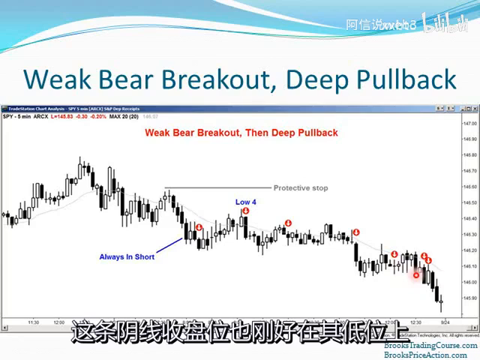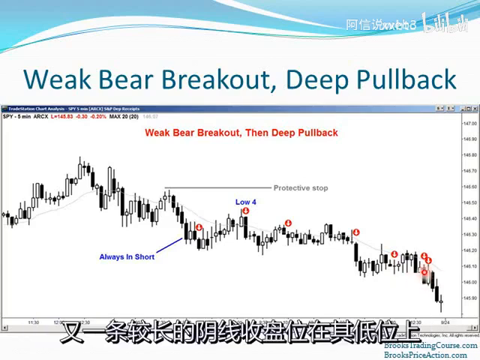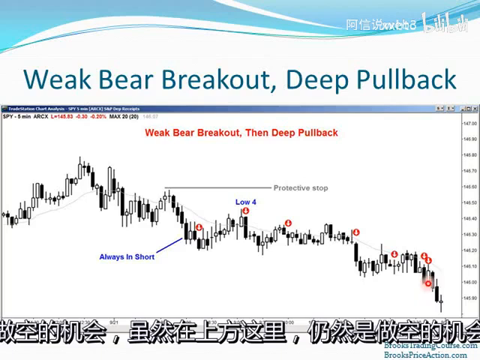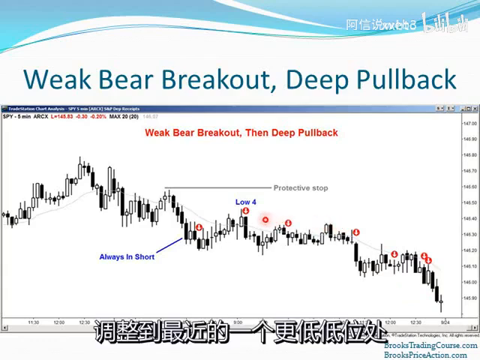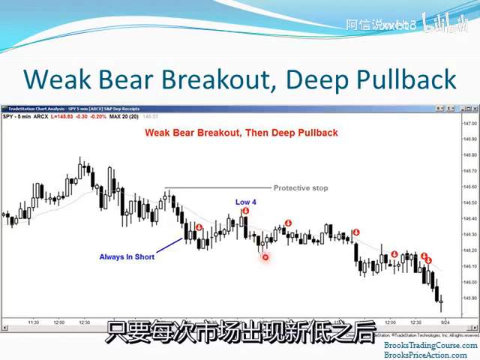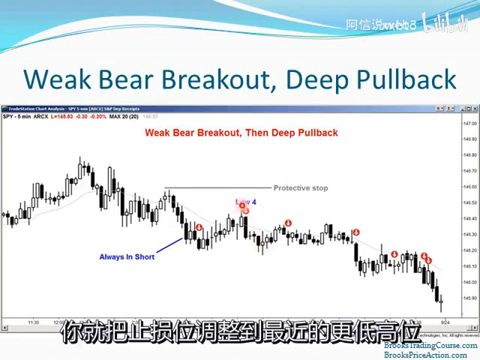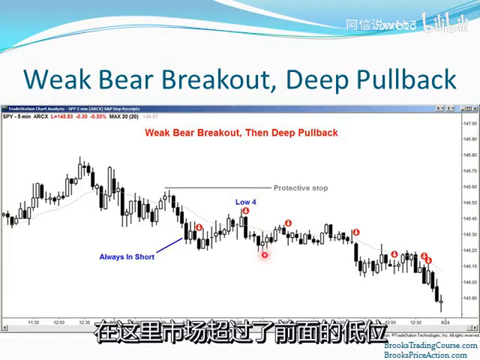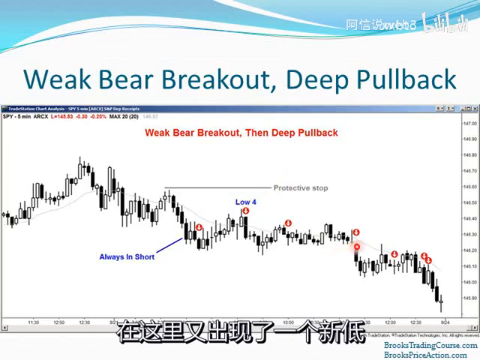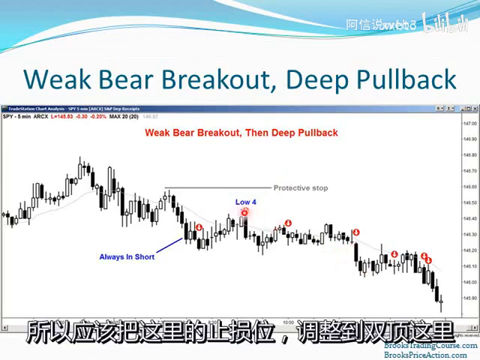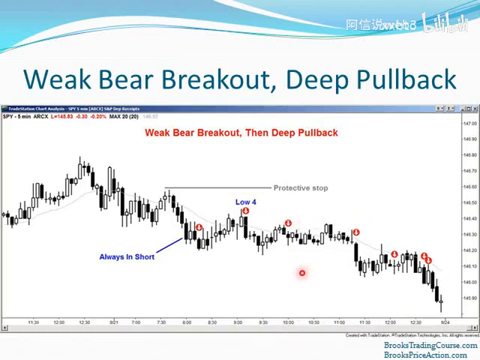Bear bar closing on its low, relatively big bar, that's a short. Another big bear bar closing on its low, that's a short. Even though it traded up here, it's still a short. And you trail your stops above the most recent lower high. So every time the market goes to a new low, the stop goes above the most recent lower high. So at this point, it fell below a low, so this stop goes down here. Here we broke to a new low, so the stop would move from here down to above this double top.